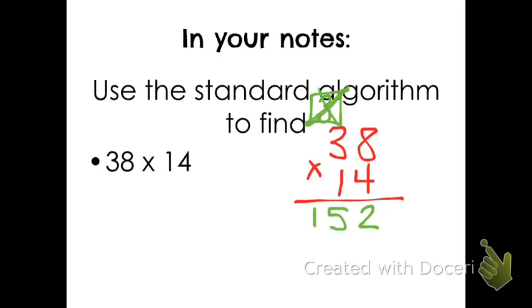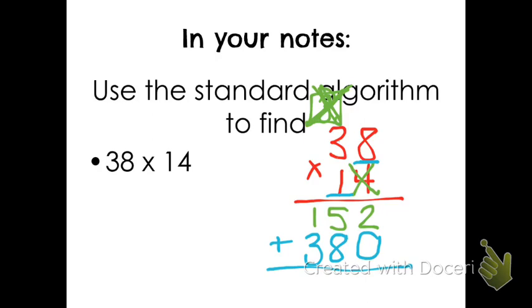Now I'm done with this 3, so I cross it off or erase it. I've multiplied everything I can times this 4, so I cross them off. Now I'm ready to move on and multiply everything times the 1. But because I've moved over to the tens place, I have to put a 0 in the ones place to hold that place value. So now I start with the same number I started with last time, 1 times 8, which gives me 8. And then I multiply straight up. 1 times 3 gives me 3.